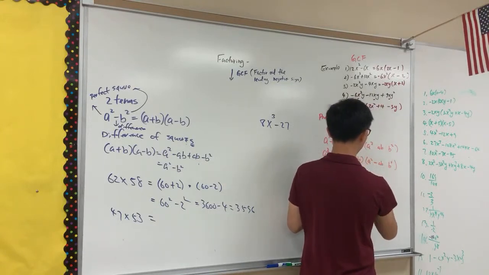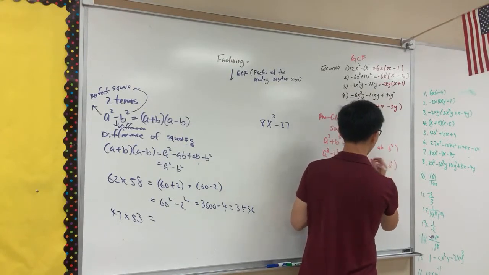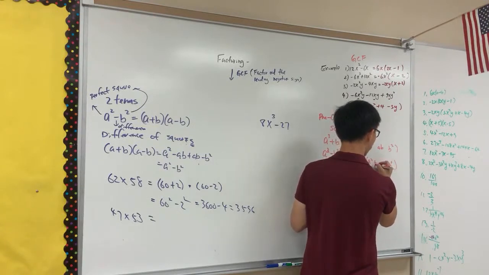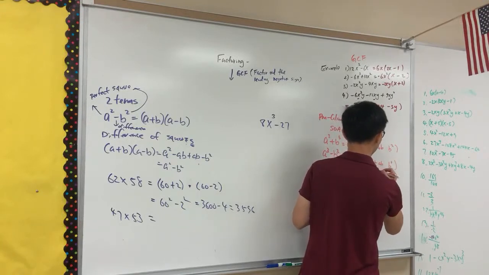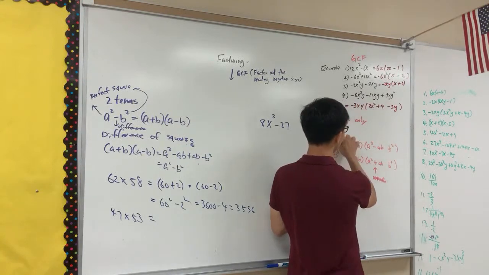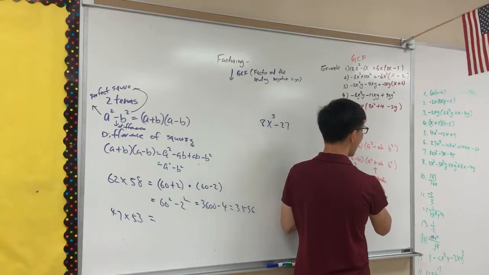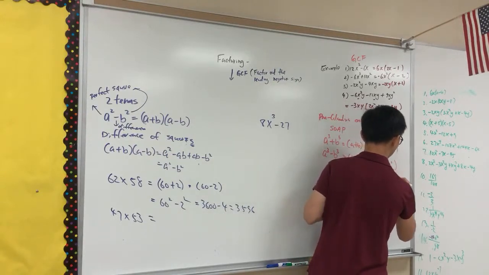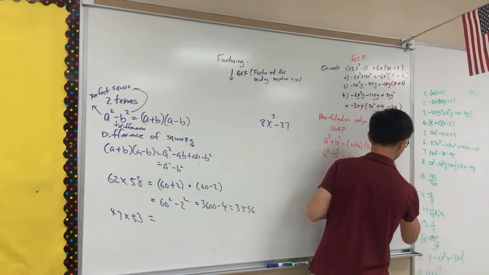So same sign. So this one's, if you start with a negative sign, this one's what? Positive. And this one's positive, this is negative. So this one is what? Opposite. SOAP, the last one is always positive. So always positive.